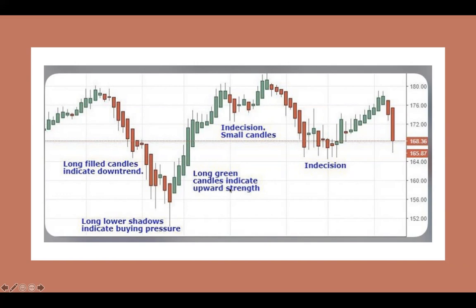Now, long green candles indicate an upward trend. Just as long filled candles indicate a downtrend, long green candles indicate an upward trend. With each long candle, the next candle is bigger than the previous candle. That lets you know there's a higher probability for this trade to continue to go into a buy.